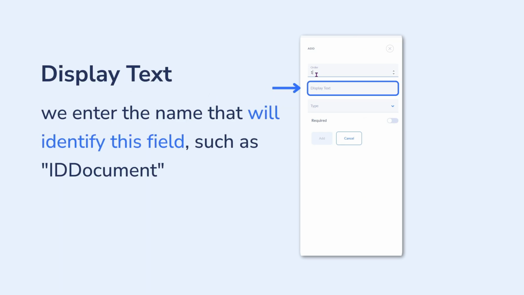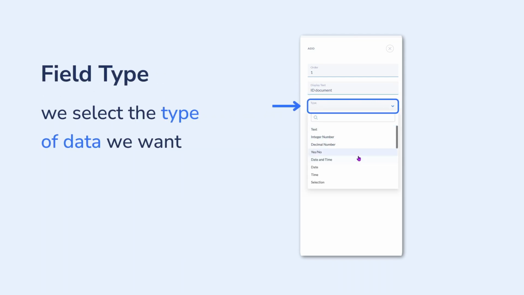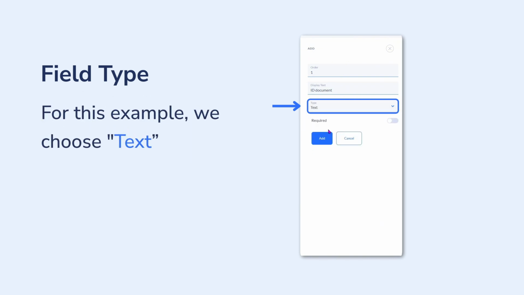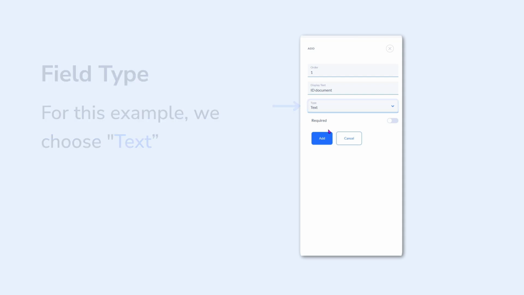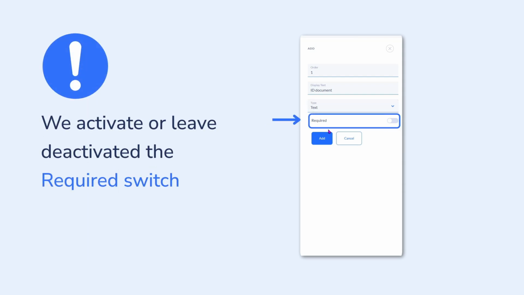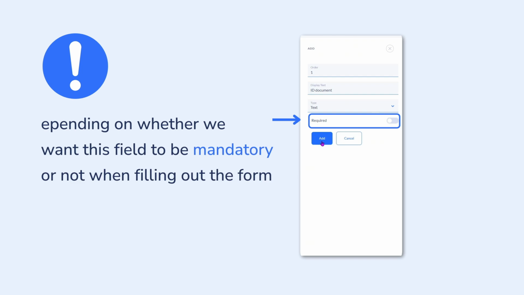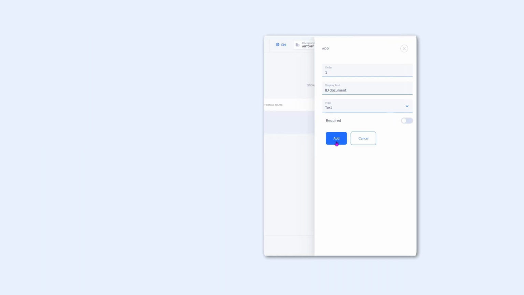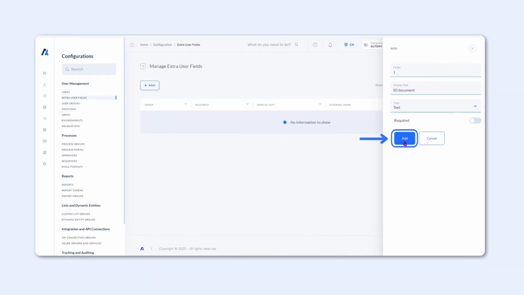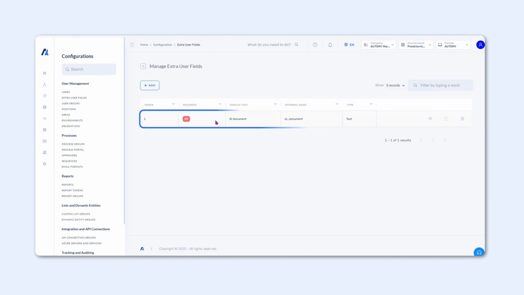In Display Name, we enter the name that will identify this field, such as Identity Document. In Field Type, we select the type of data we want. For this example, we choose Text. We activate or leave deactivated the required switch, depending on whether we want this field to be mandatory or not when filling out the form. When we have completed everything, we click on Add. And that's it. Our extra field has been created.